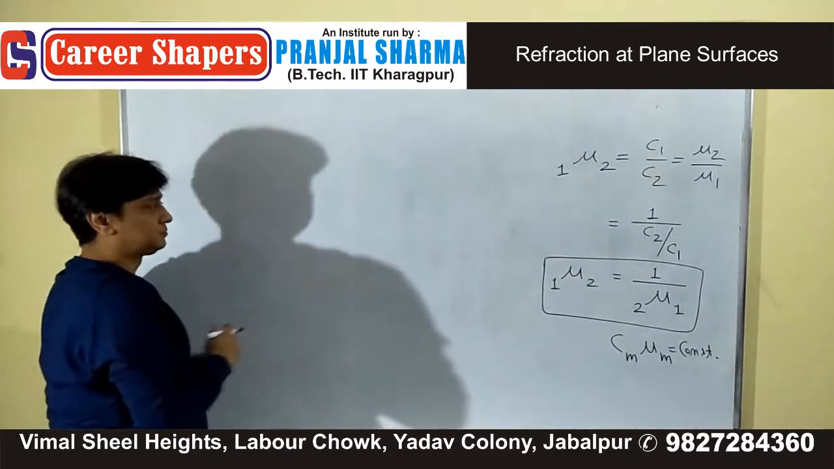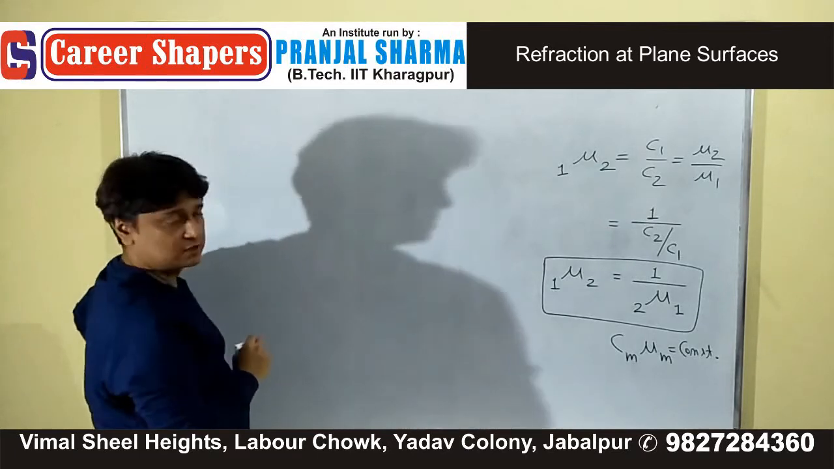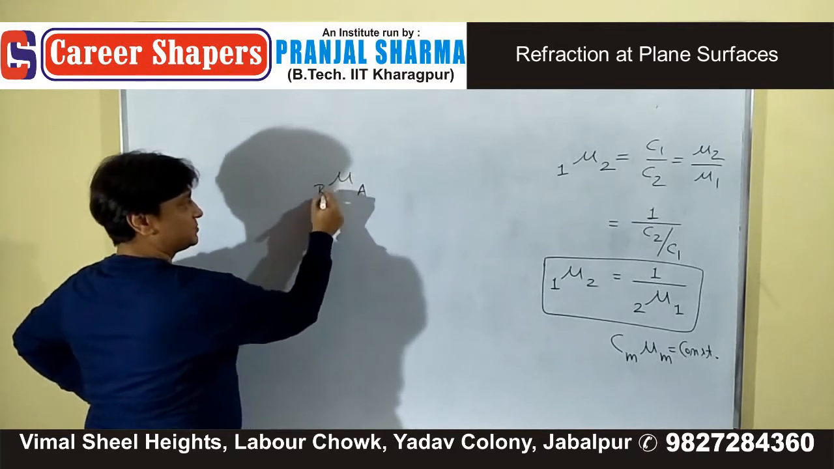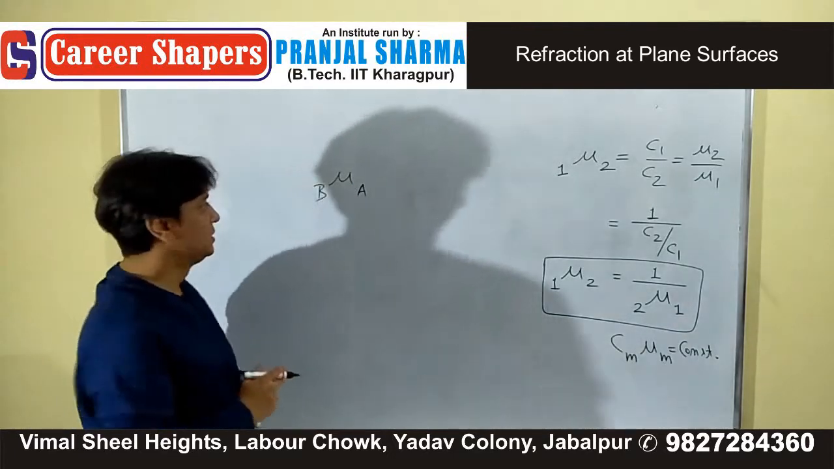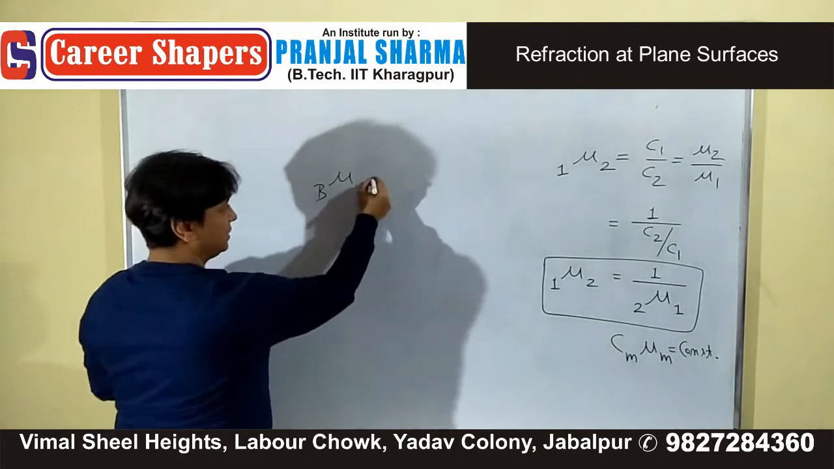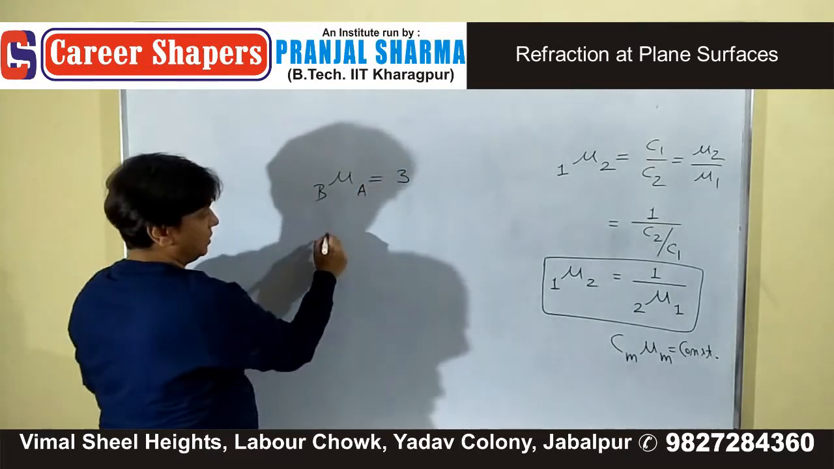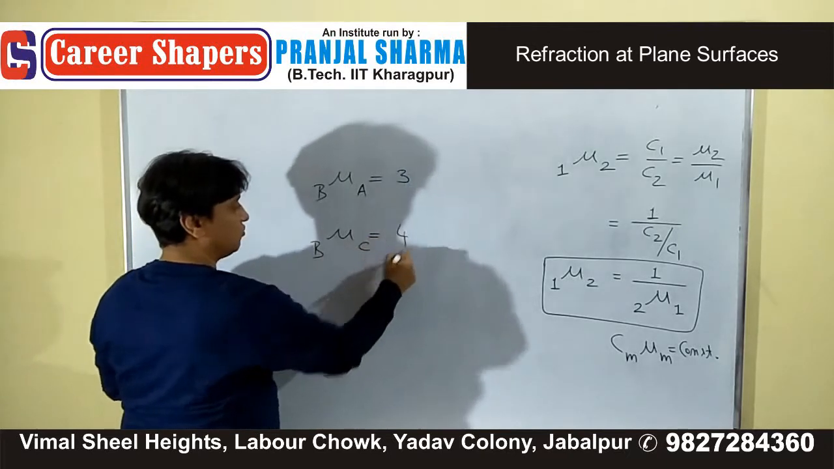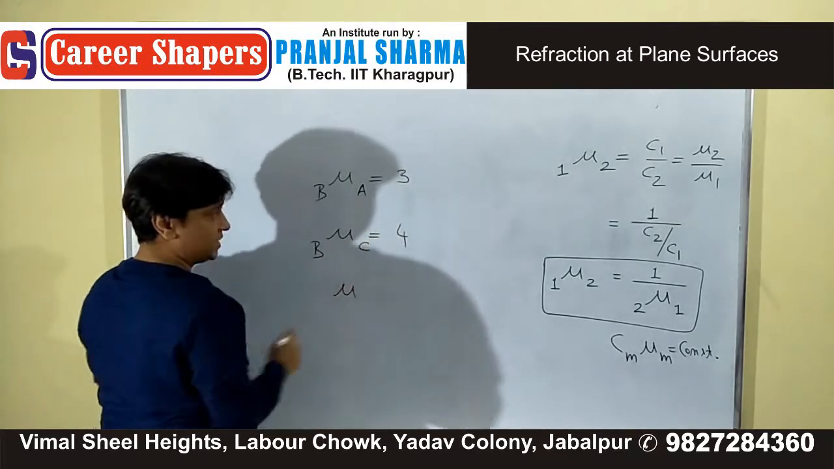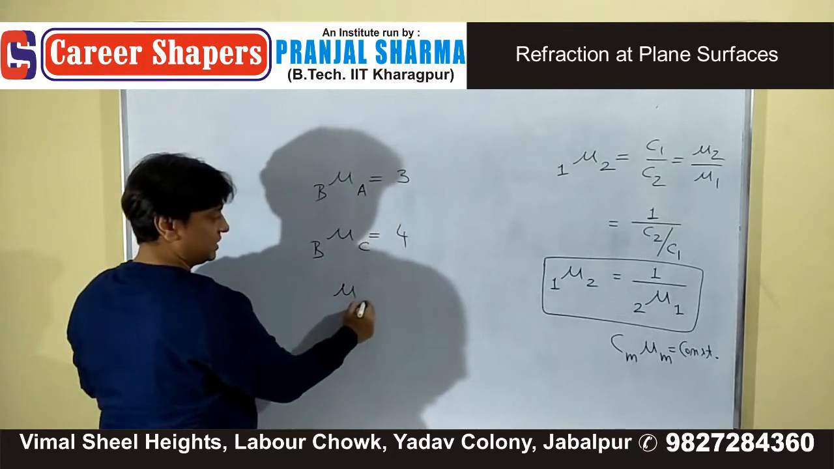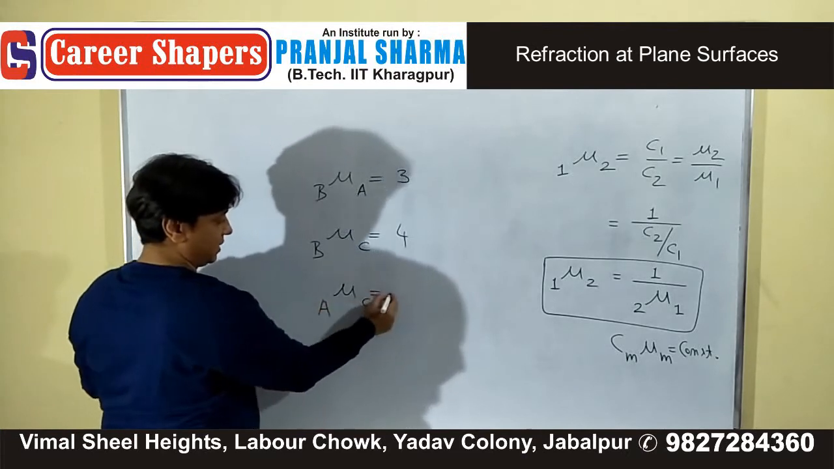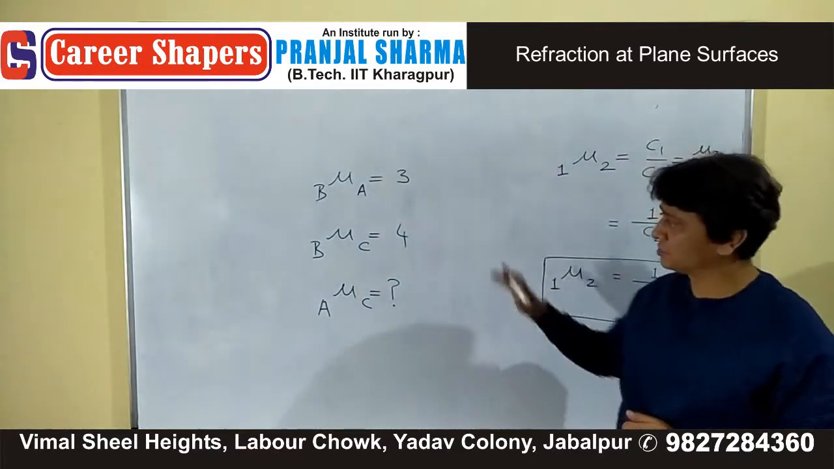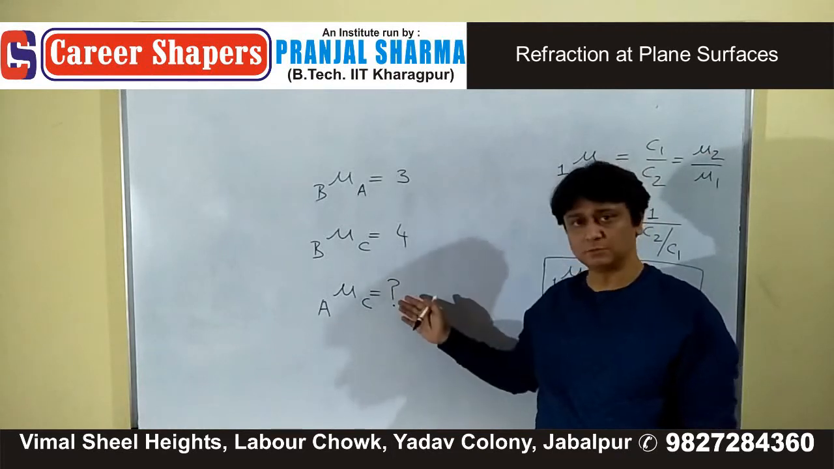Now, look here. Suppose they give you questions like this. Refractive index of A with respect to B is 3. Refractive index of C with respect to B is 4. Question is, find out refractive index of C with respect to A. Whatever we have done so far, you can expect questions like this. At this stage, pause the video, take 1 minute, and then get the solution.